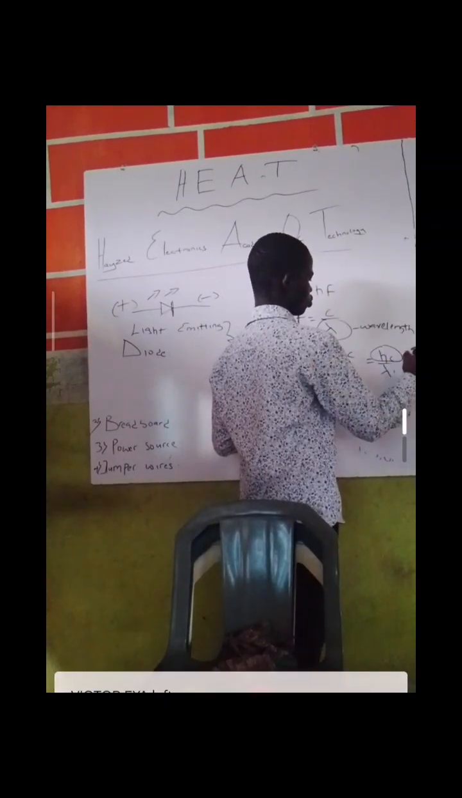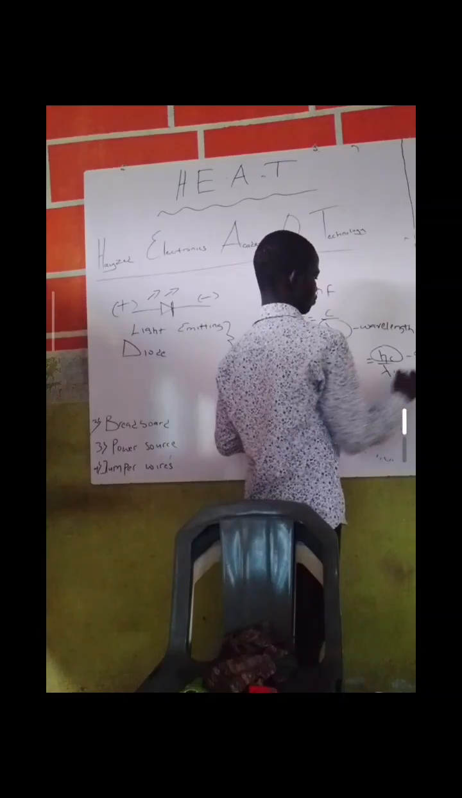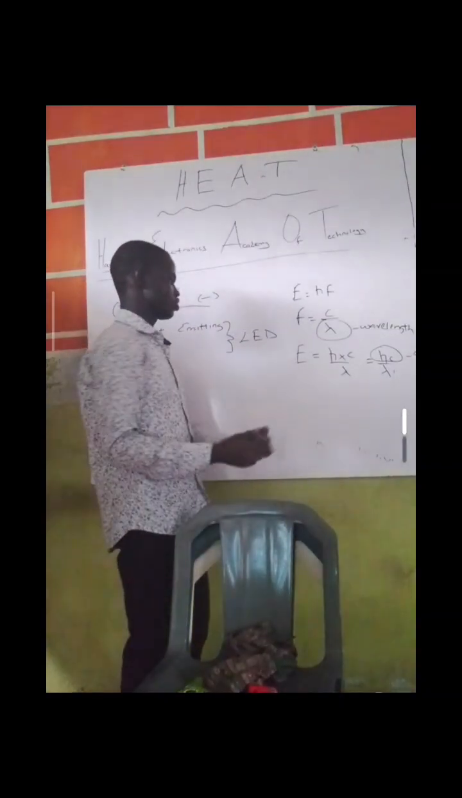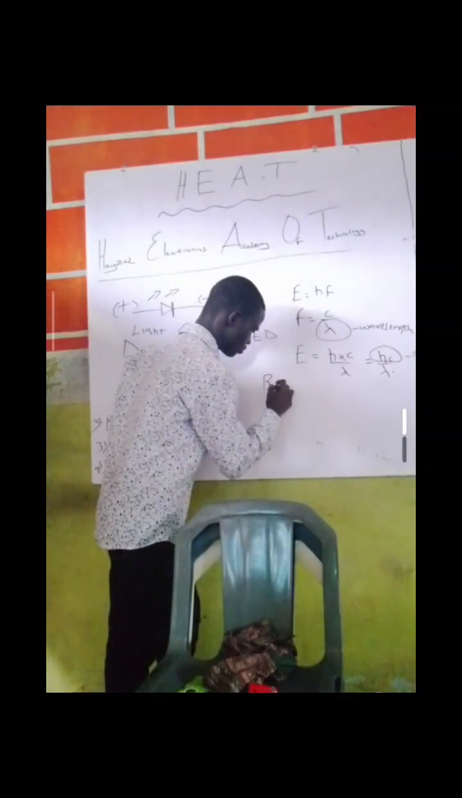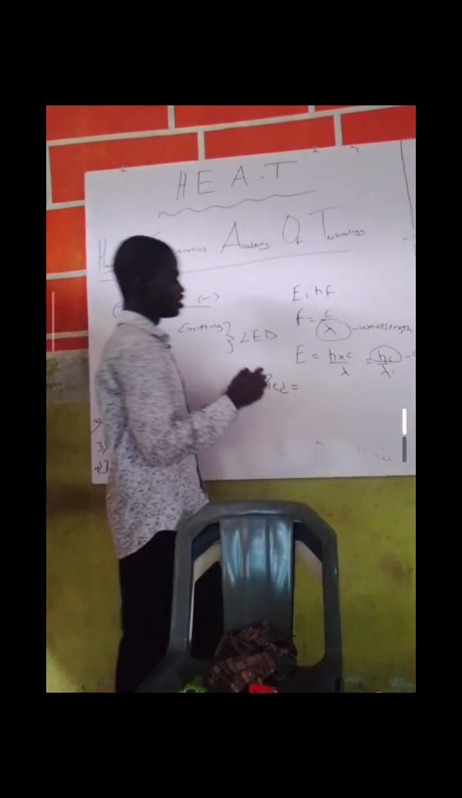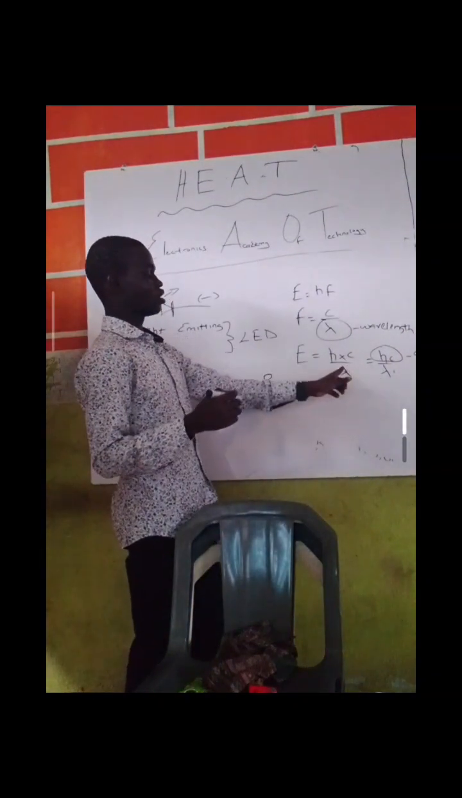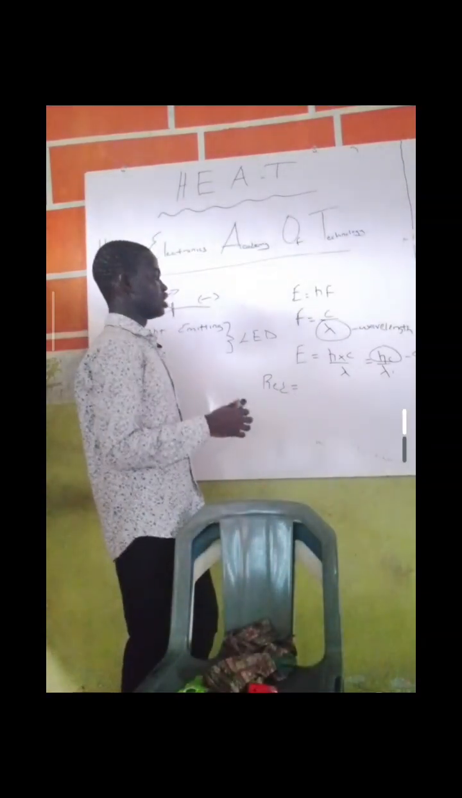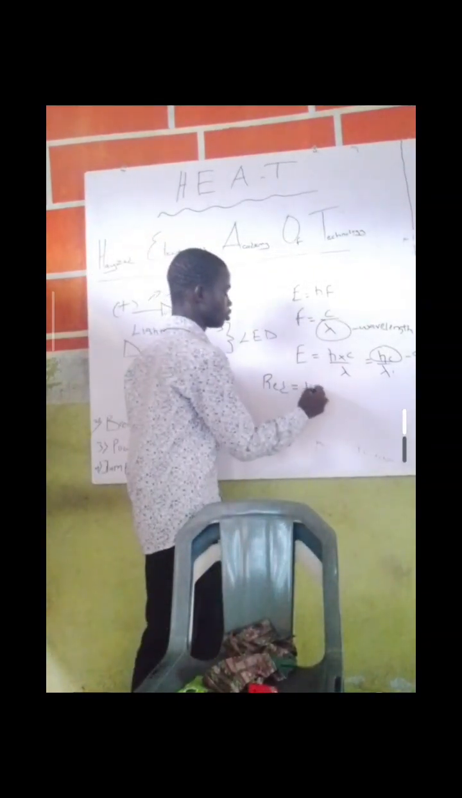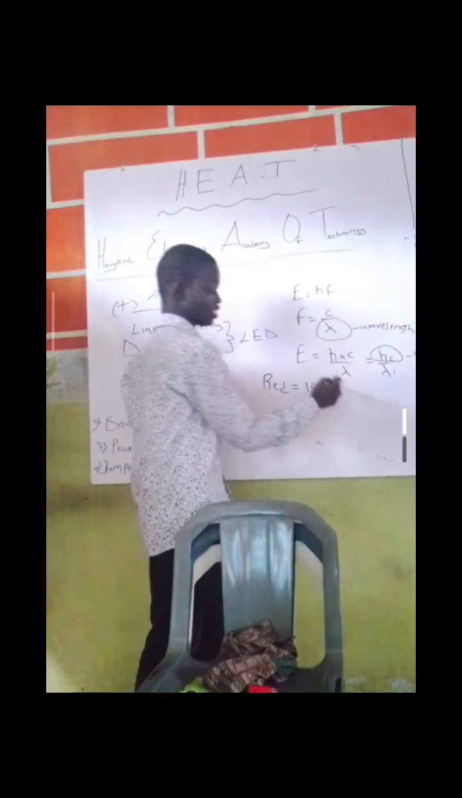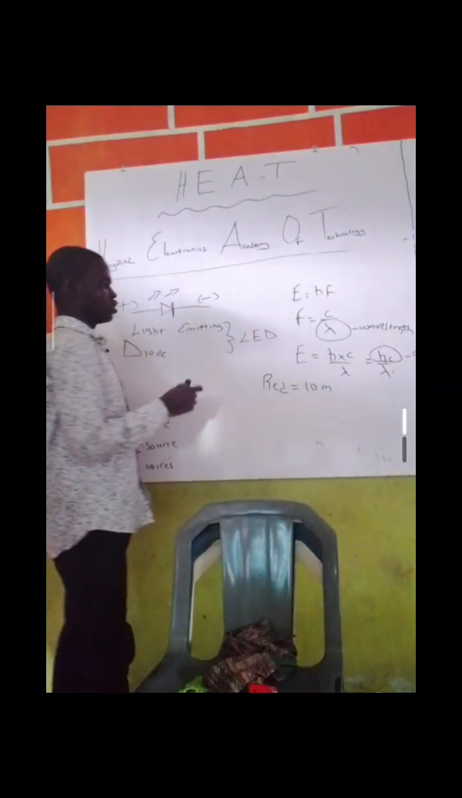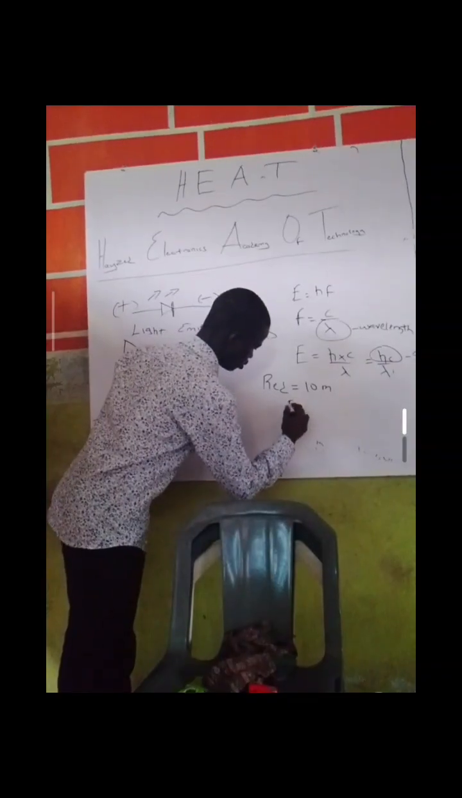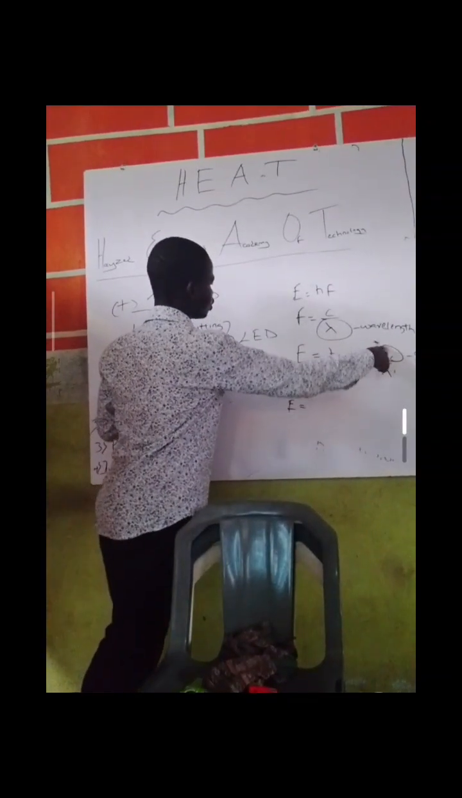Now let's see where the problem is. For red light, the wavelength, this thing that looks like an upside down Y, is very big. Let me just assume the wavelength was 10 meters. Let's now calculate the energy the light is going to use. E equals 50 over 10, which equals 5 joules.